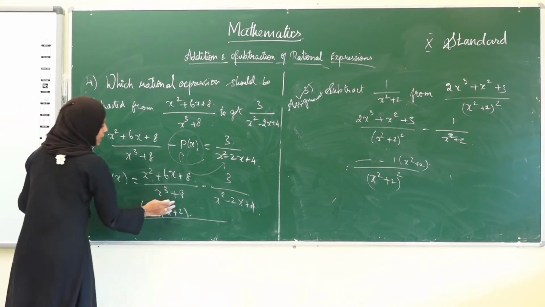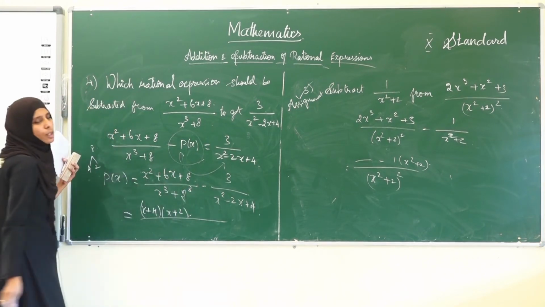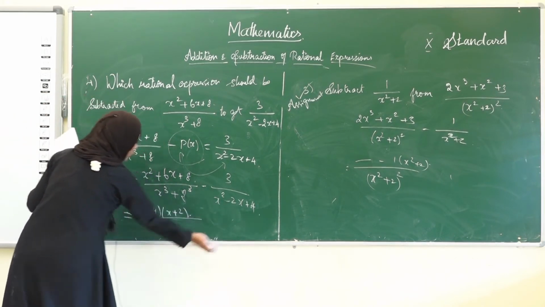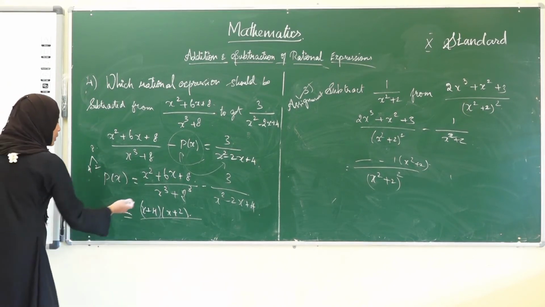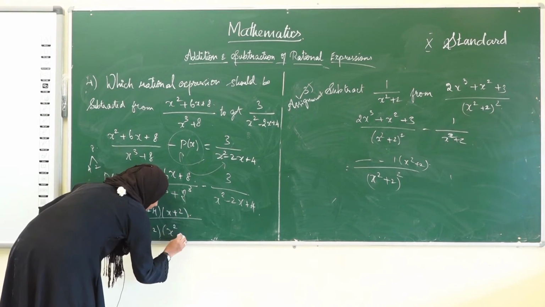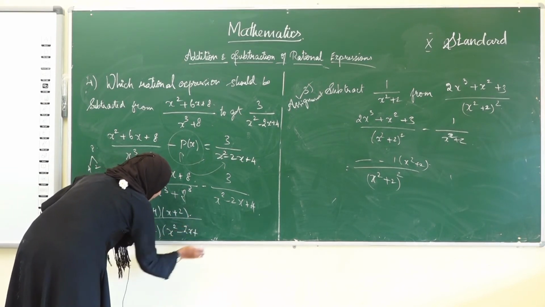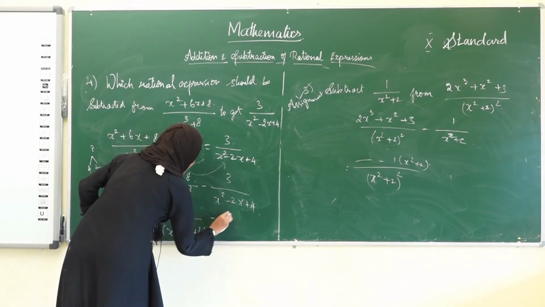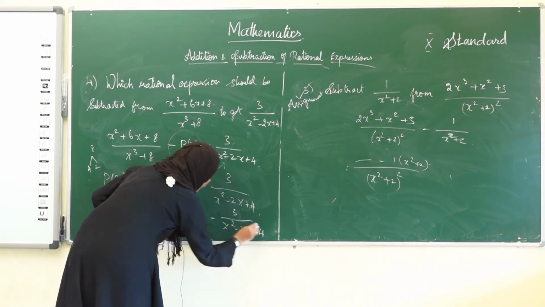See here, x cube plus 8 can be written as x cube plus 2 cube. This is in the form of a cube plus b cube. The formula for a cube plus b cube is a plus b into a square minus ab plus b square. So, shall we write the formula? x plus 2 into x square minus 2x plus 2 square, that is 4, minus 3 into x square minus 2x plus 4.